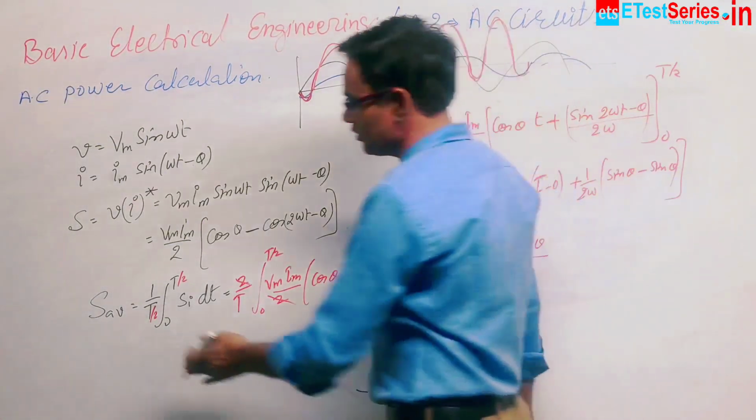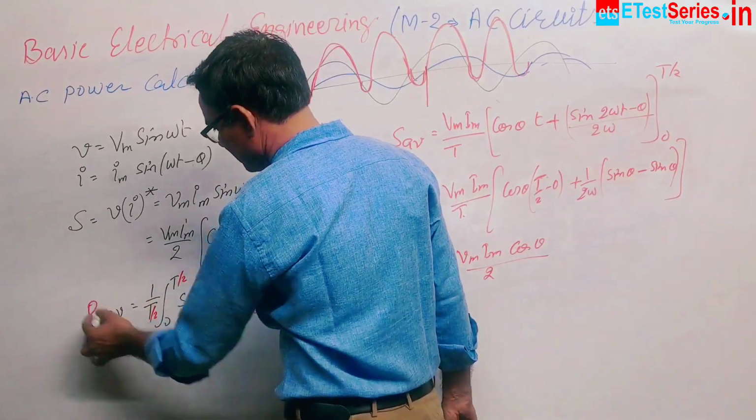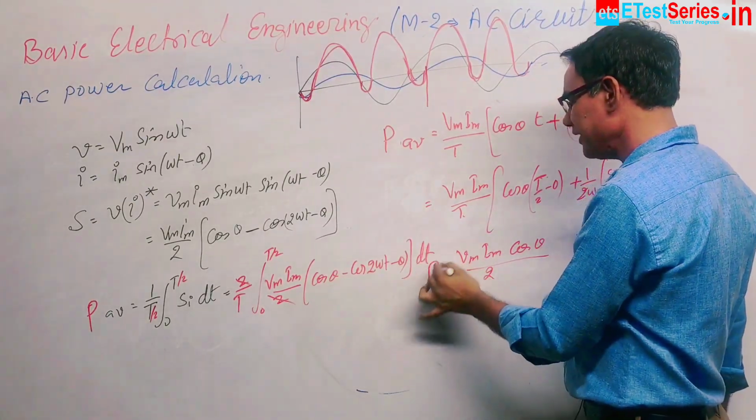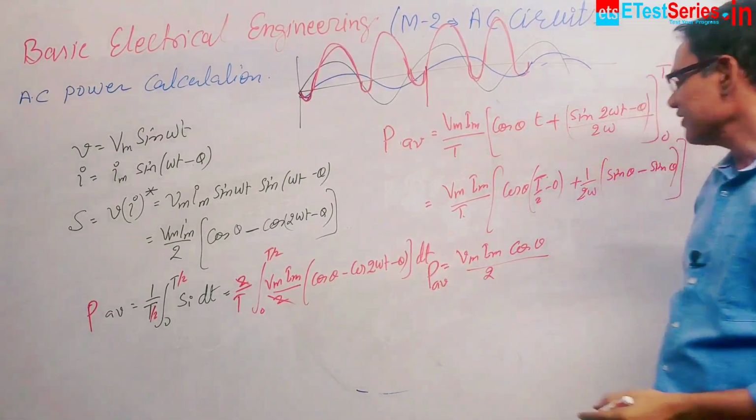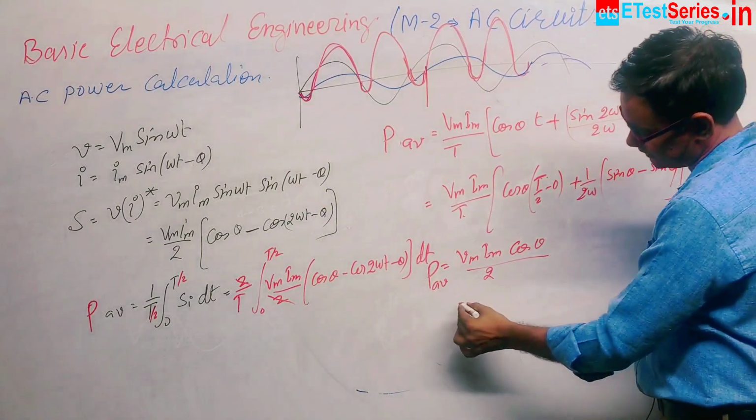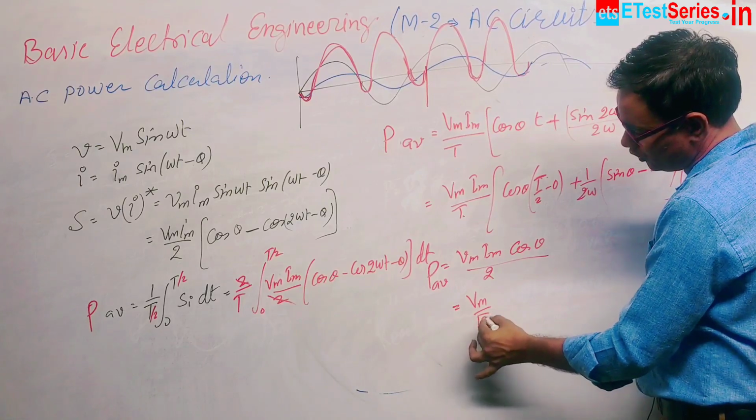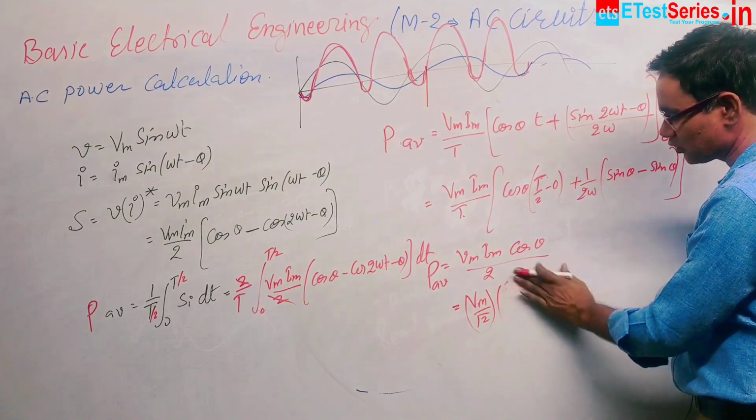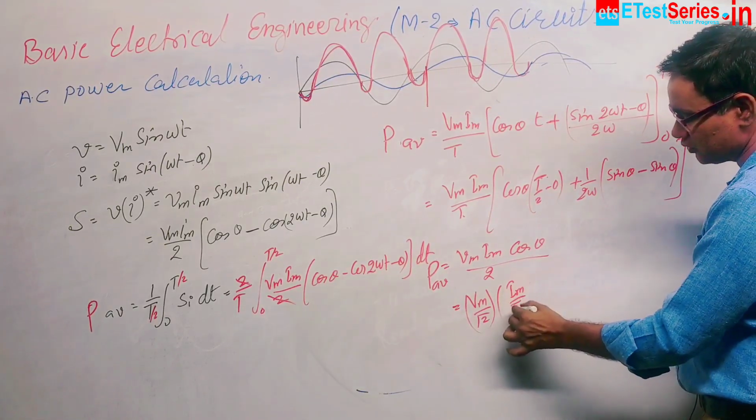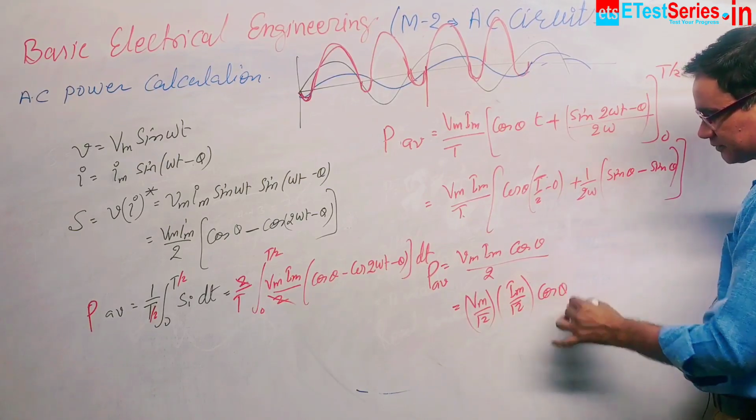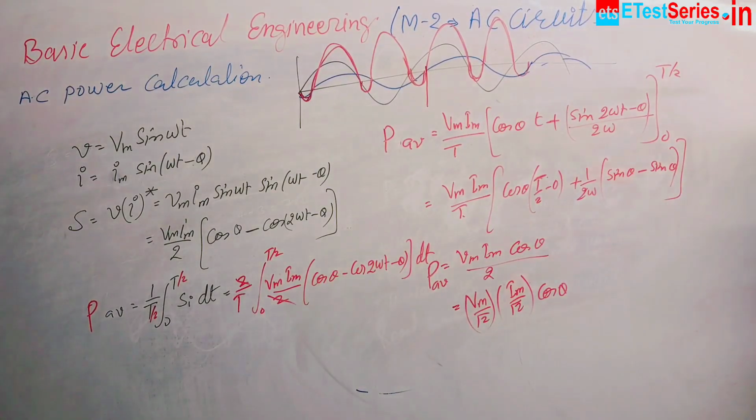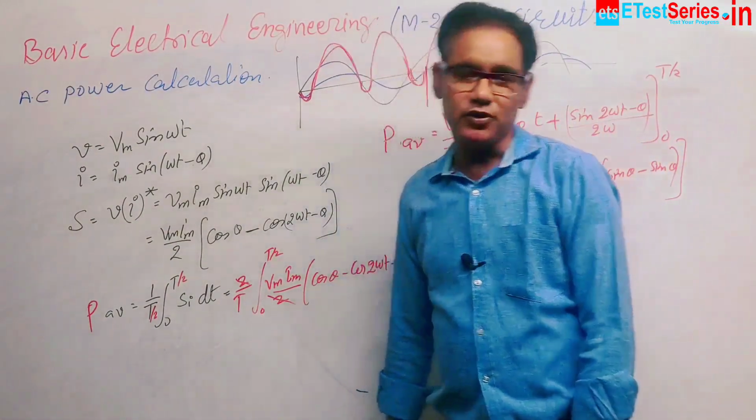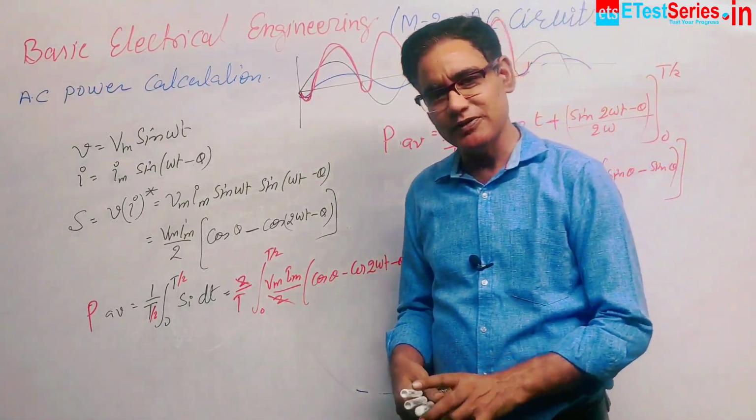To take the average value, we take the P average. So this is P average, average power, real power, and that is Vm by root 2, the RMS value of voltage. This 2 is divided into 2 parts, and this is Im by root 2, into cos of theta. In this way, we can calculate the average value of the power in this particular circuit.